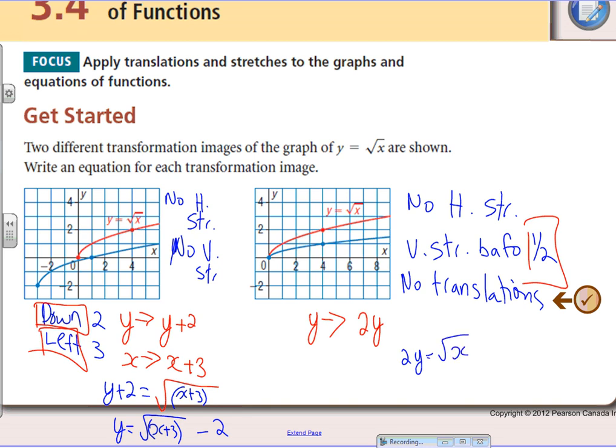But like we just said, hey, let's re-isolate for the y. Resolve for y. And you can leave it like this. This is okay to leave it here. But if we take the 2 over, we get 1/2 root x.